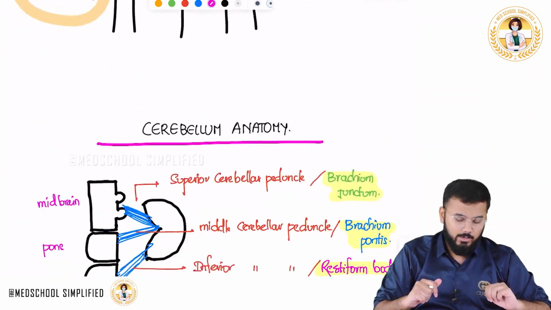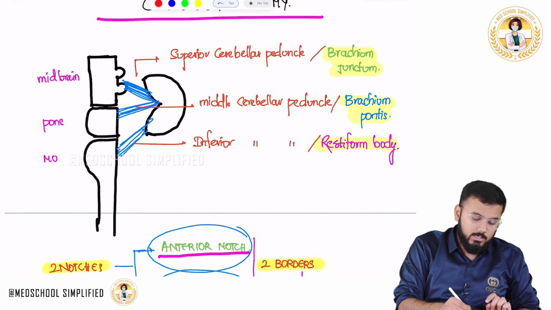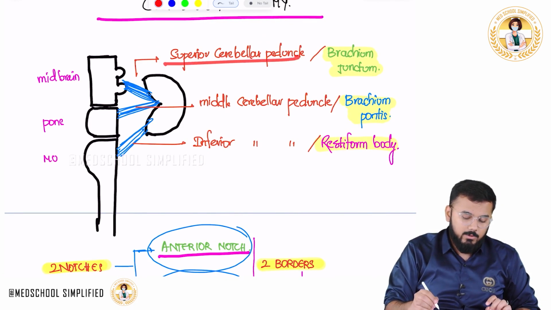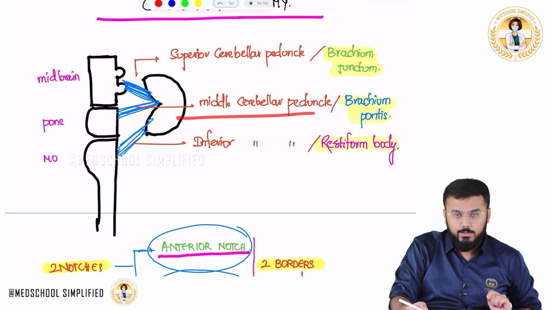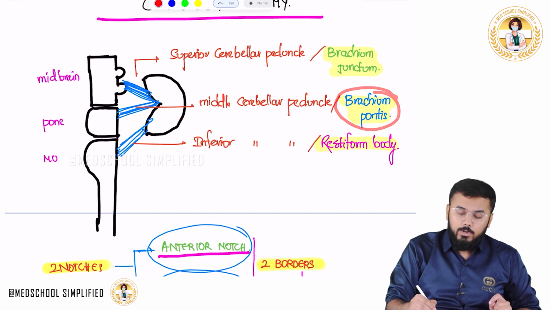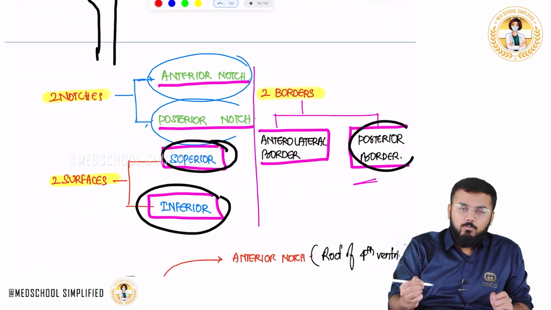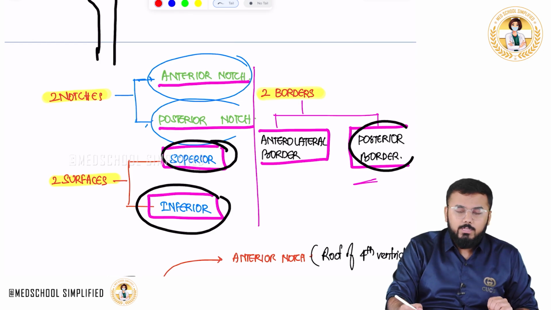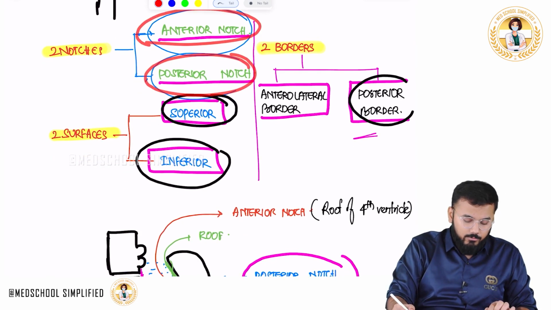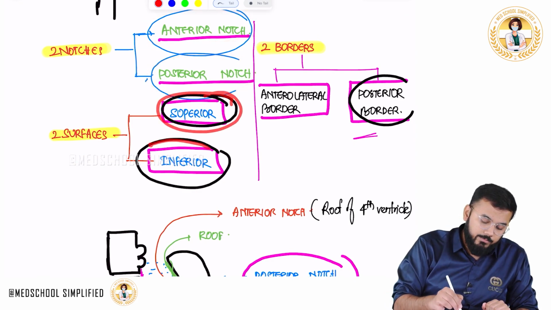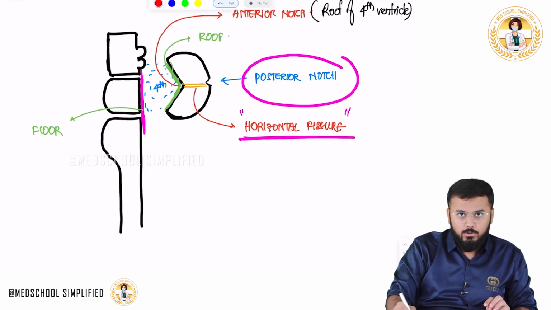Okay. So let us quickly review what we have discussed. We discussed the superior cerebellar peduncle, which is also called brachium conjunctivum. The middle cerebellar peduncle is called brachium pontis. The inferior cerebellar peduncle is called restiform body. Second important thing, we have two notches: an anterior notch and a posterior notch. We have two surfaces: a superior surface and an inferior surface. Borders: anterolateral and posterior border.